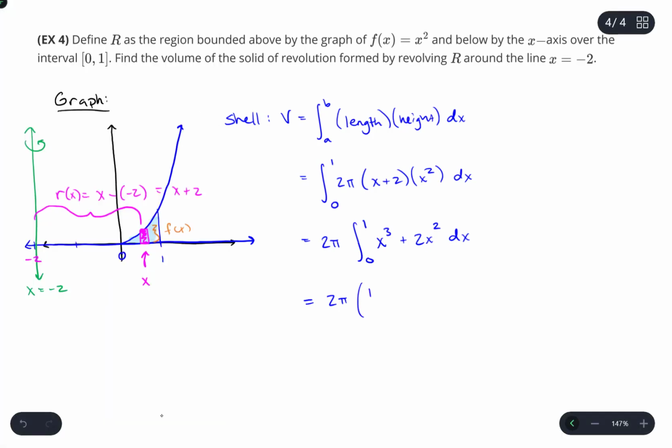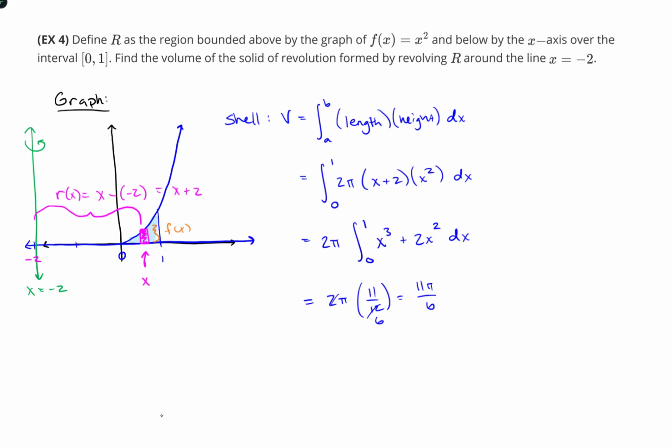So 2 pi times 11/12. 2 goes into the 12 6 times, so that leaves me 11 pi over 6 as the volume of this region when it's rotated around this axis.